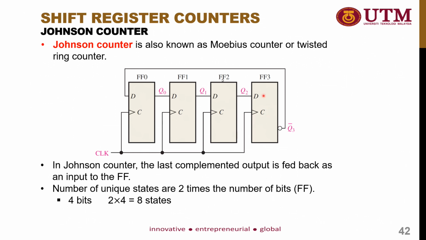Okay, so for example, this logic circuit shows the 4-bit Johnson counter. So it has a total of 8 states, because 2 multiplied by 4 equals 8. And if we have a 5-bit Johnson counter, we will have a total of 10 states. Okay, so those are the differences between the Johnson counter and the ring counter.